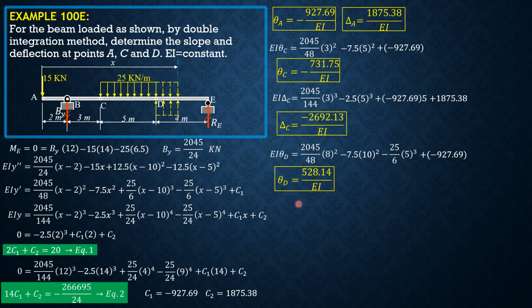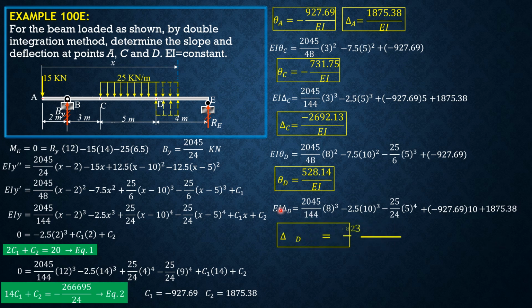And finally, for delta D, into this equation, x is 10. So EI delta D is 2045 over 144 times 8 cubed minus 2.5 times 10 cubed. This is 0. Then minus 25 over 24 times 5 to the fourth, and plus negative 927.69 times 10, and plus C sub 2, 1875.38. So delta D can now be computed, negative 3381.45 over EI. I hope that you were able to follow the solution.